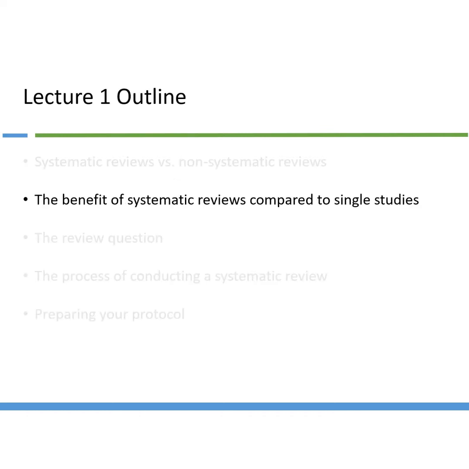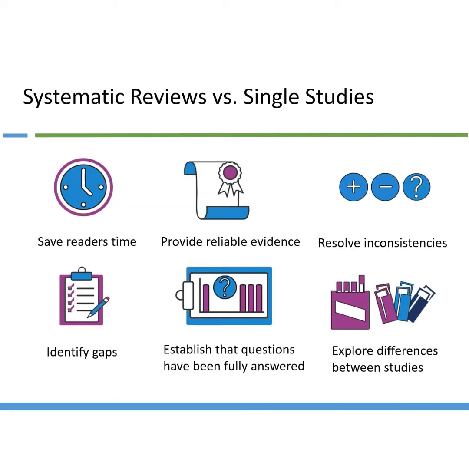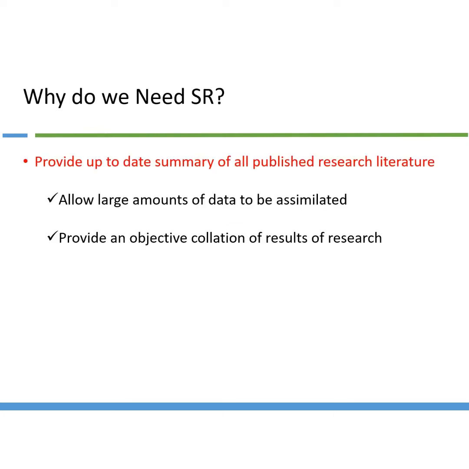So what's the benefit of systematic review compared to single studies? Really, it saves the reader time, provides reliable evidence, resolves inconsistency between studies. It can identify gaps, establish the questions that have not been fully answered in the medical literature and clinical studies, and explore differences across studies. So why do we need systematic reviews? They provide an up-to-date summary of all published research literature, allow large amounts of data to be assembled together, and provide an objective collation of results of the research.